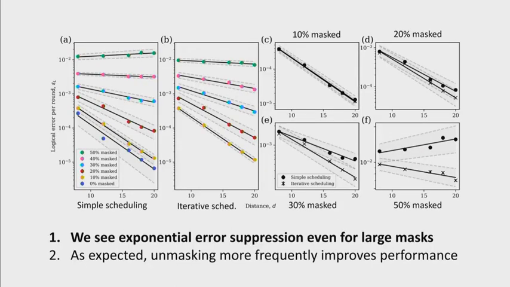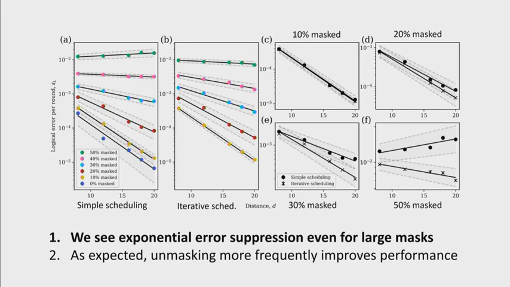So what we did now is, with increasing code size, we looked at these two schedules and determined the logical error rate while increasing code size. And what we found is that we actually get exponential error suppression even for large masks. So as a reminder, the analytical threshold is around 2 and 3%. And what we see here is that in this plot, we're plotting distance versus logical error rate per round. And what we want is, on a semi-log plot, we want to see exponentially decreasing logical error rate.